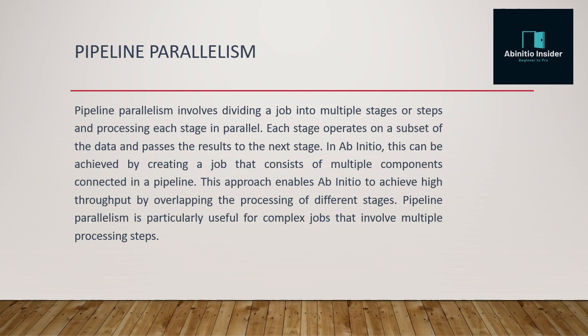Pipeline parallelism involves dividing a job into multiple stages or steps and processing each stage in parallel. Each stage operates on a subset of the data and passes the result to the next stage. In Ab Initio, this can be achieved by creating a job that consists of multiple components connected in a pipeline. This approach enables Ab Initio to achieve high throughput by overlapping the processing of different stages. Pipeline parallelism is particularly useful for complex jobs that involve multiple processing steps.